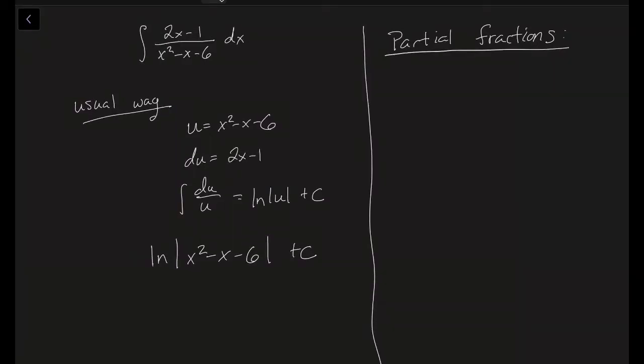Now let's look at the method of using partial fractions to solve this problem. So what we're going to do is write 2x minus 1 on top, but on the bottom, let's actually factor x squared minus x minus 6 into its two factors. So we get x minus 3 times x plus 2. Let's give ourselves a little bit more room and see what we can do.